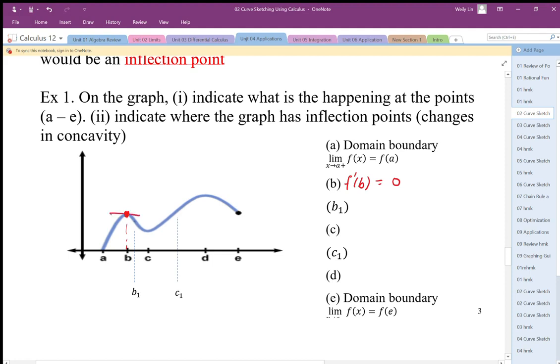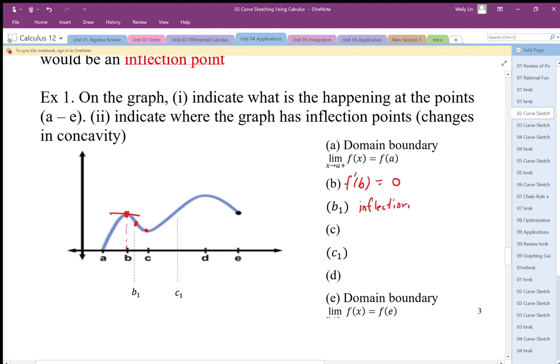At B1, it's going to be that point there. Notice that's switching from curving down to curving up. Well, that's a point of inflection. So at B1, that's not necessarily f double prime equal to 0, although it can be. So we're just going to call B1 an inflection point. And potentially that could be where the second derivative is equal to 0, but we don't know for sure.